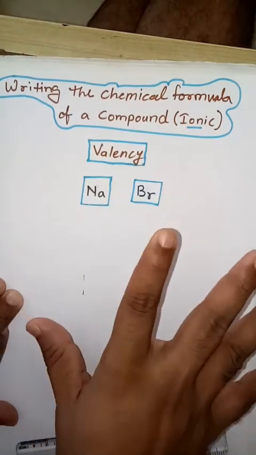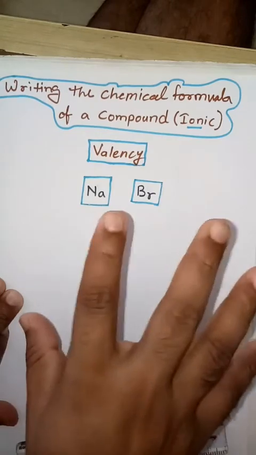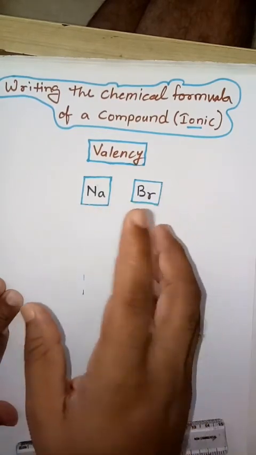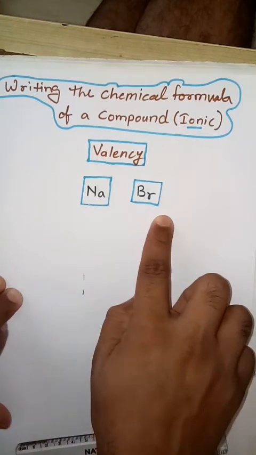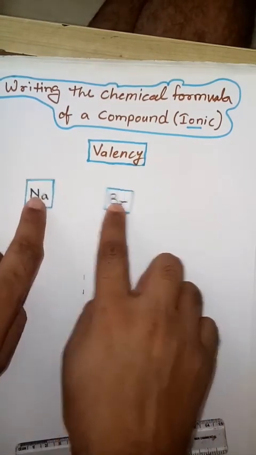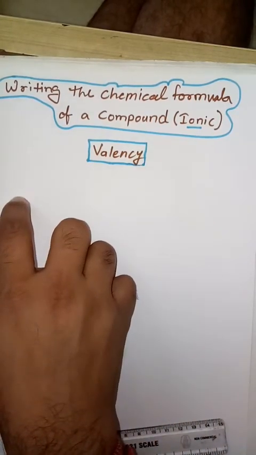So this is how we use the valency concept to write the chemical formula of a compound. I hope you remember the valencies of these. If you don't remember, don't worry, you can check their atomic number or electronic configuration. You can easily figure it out. So let's start with exactly sodium and bromine, or sodium and chlorine. I think that is the simplest one.